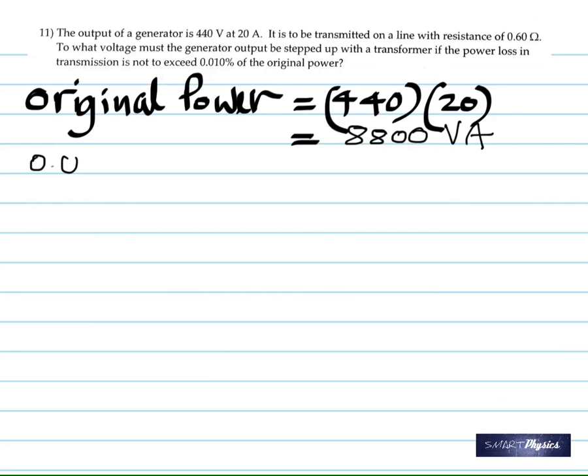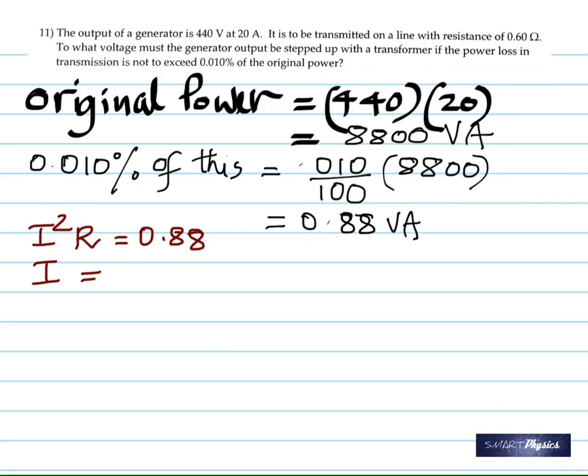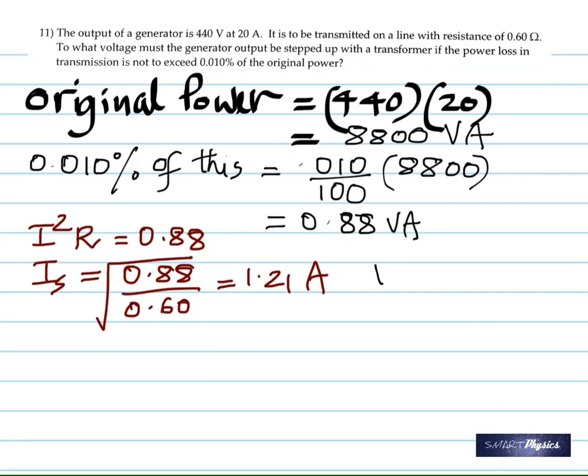And then take 0.01% of that, which is that divided by 100 times 8800, which gives 0.88 volt ampere or watts. Now power wasted is given by I squared R. So since we have I squared R, and we know the resistance is 0.6 ohms, we can find the current. That is the current in the secondary.